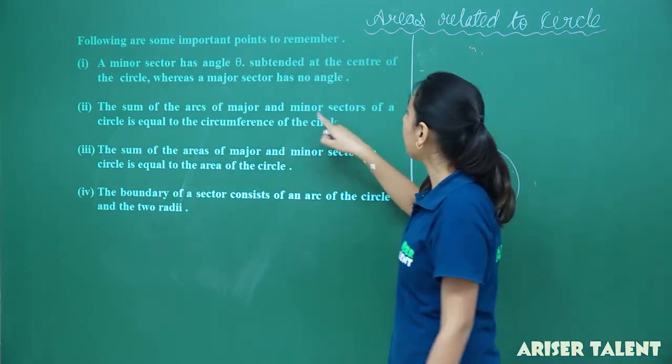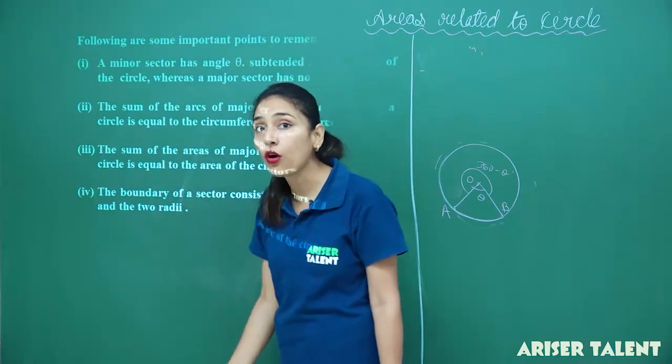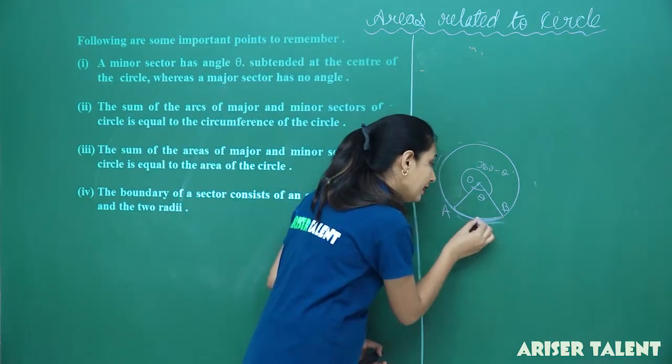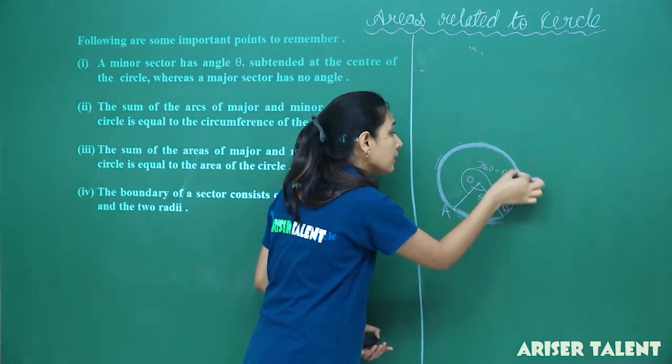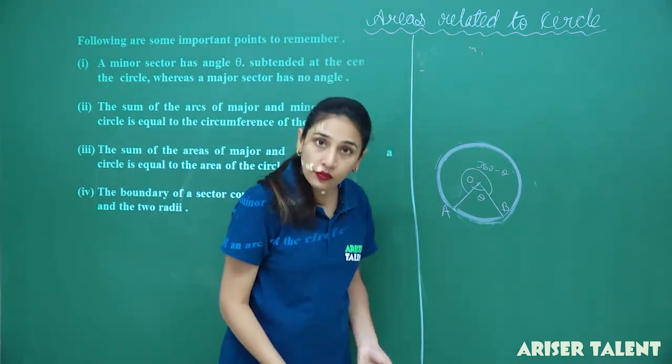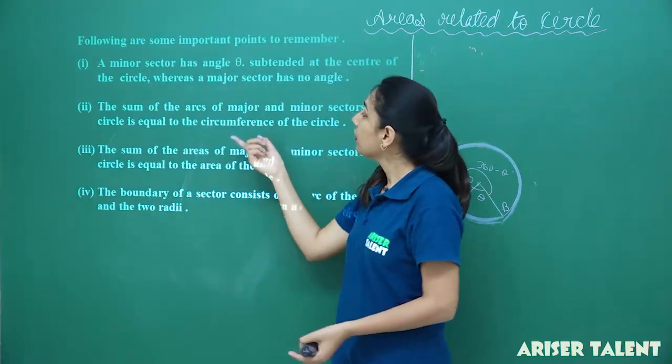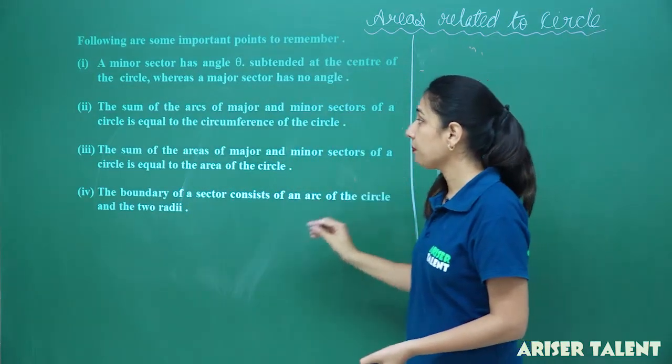So the sum of the major arc and minor arc of a circle equals what? It equals the circumference of the circle.